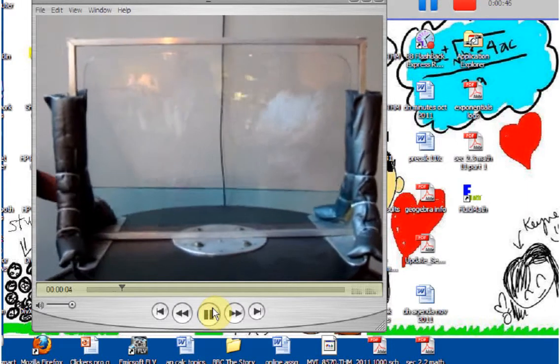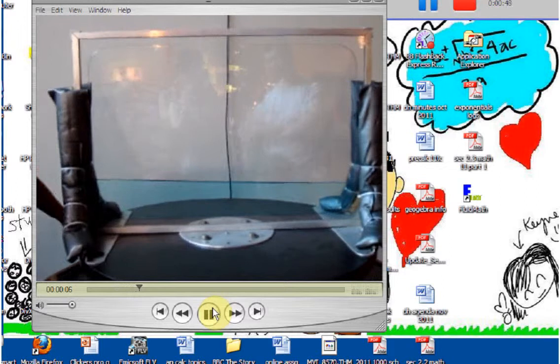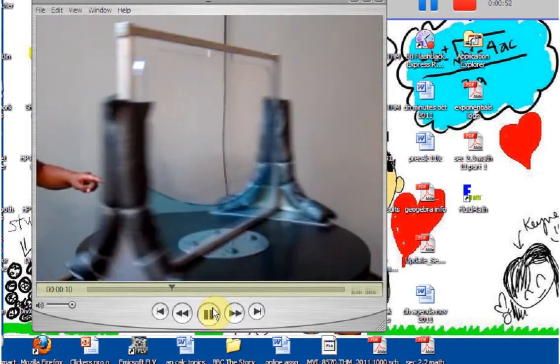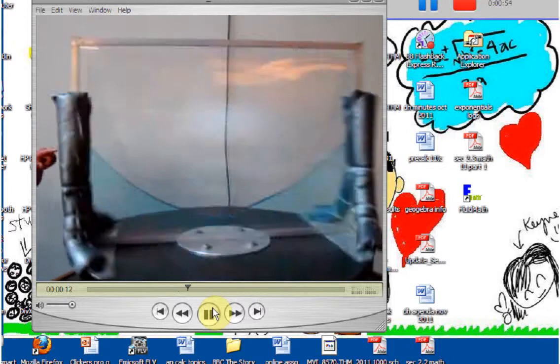Don't worry about what she's saying. She's just trying to describe what's going to happen. Anyways, here we go, spin. Watch the water. See how the water's bending?